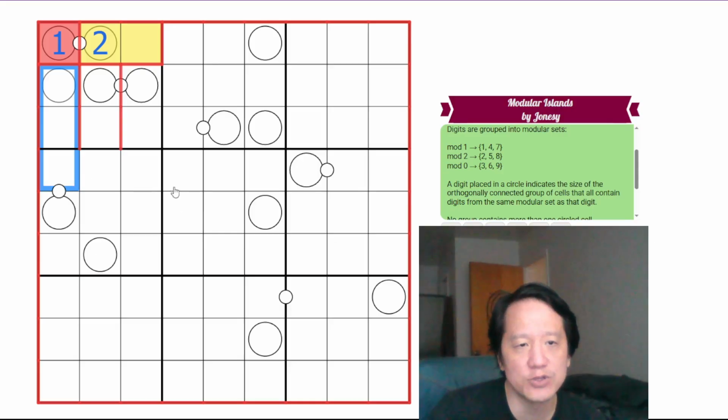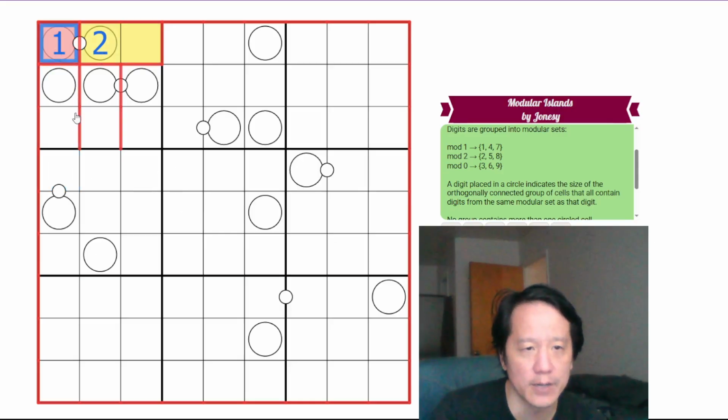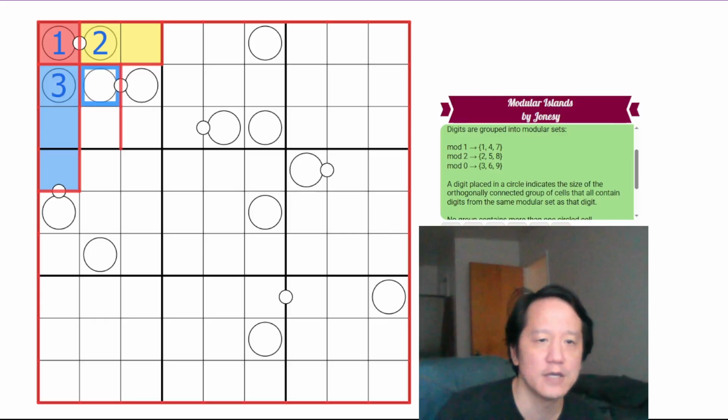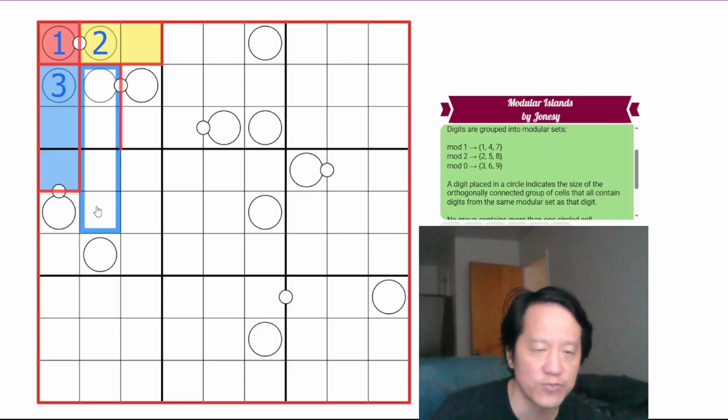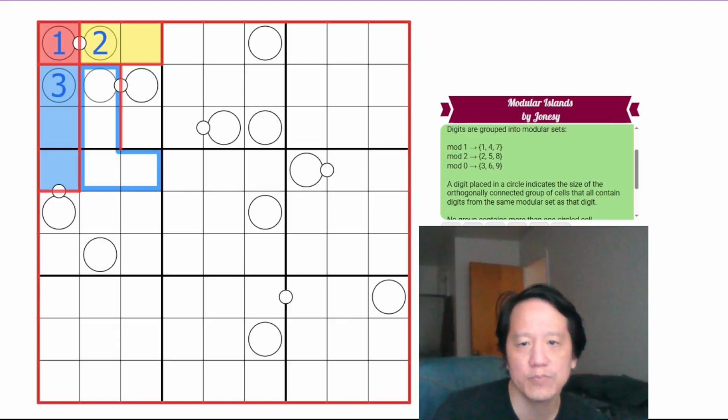So this has to be 3 of the same. It cannot be yellow, it cannot be red, it must be blue. And this must be 3 in size. That means this cannot be less than 3. We can only have 3 of the same set in the column, so it must go this way.